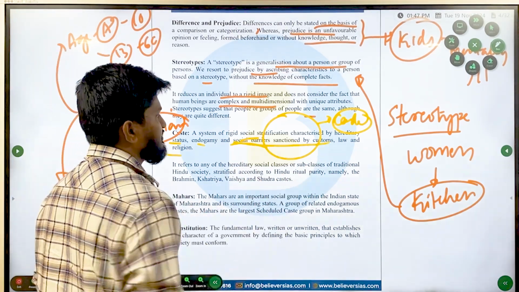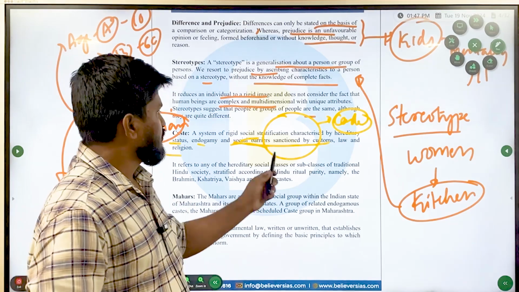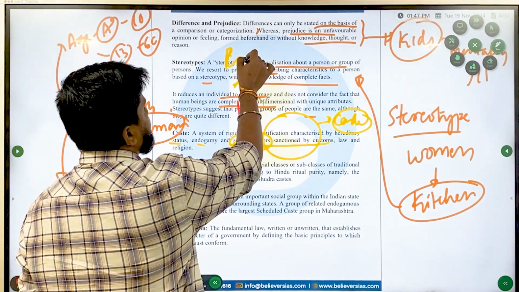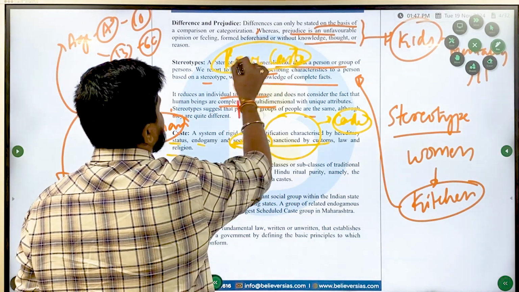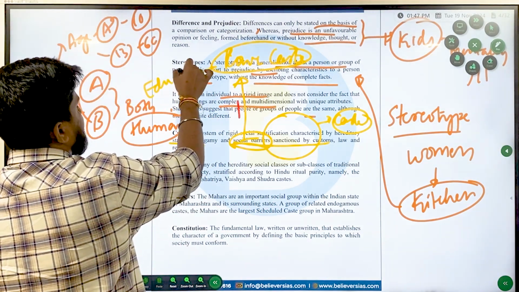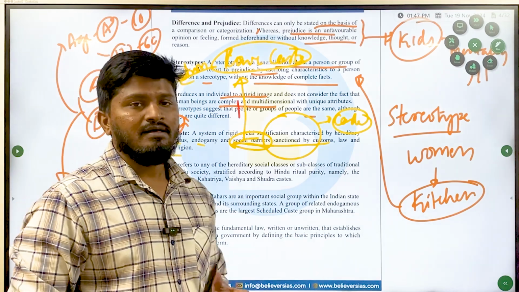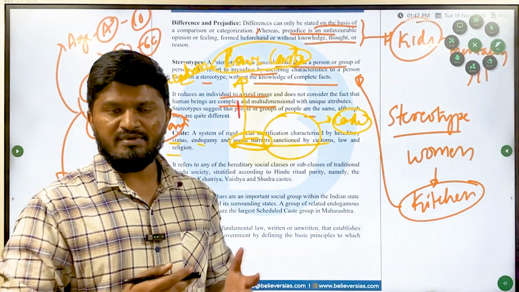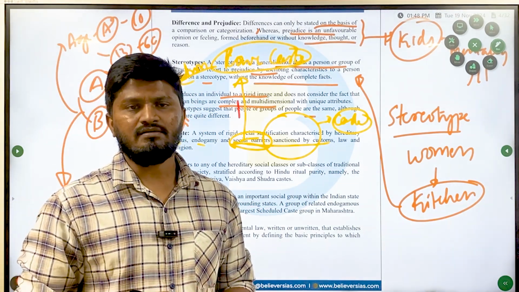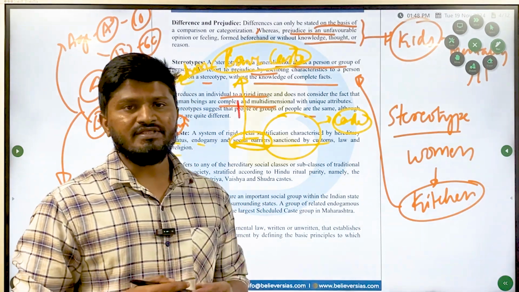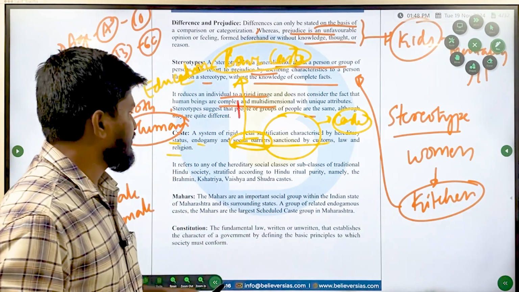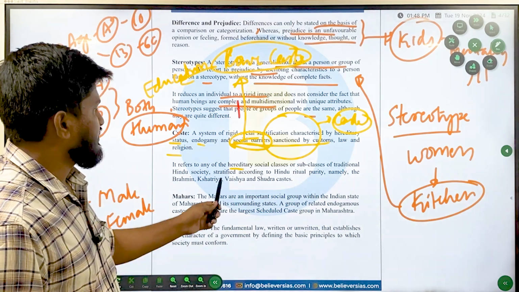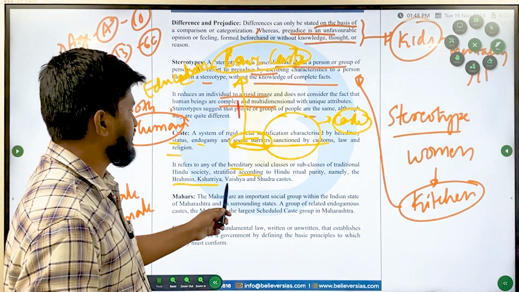And social barriers sanctioned by customs, laws, and religion. What are the social barriers? Social barriers most of the time are faced by the lower castes. Social barriers such as educational barriers, economic barriers, etc. For example, people belonging to the untouchable community are not allowed to drink from public lakes, not allowed to bathe in public lakes, etc. So they are not allowed certain activities which the other communities are allowed. So these are social discriminations. Caste refers to any of the hereditary social classes or subclasses of traditional Hindu society stratified according to Hindu ritual purity, namely the Brahmin, Kshatriya, Vaishya, and Shudra castes.